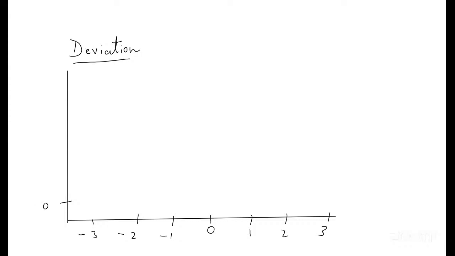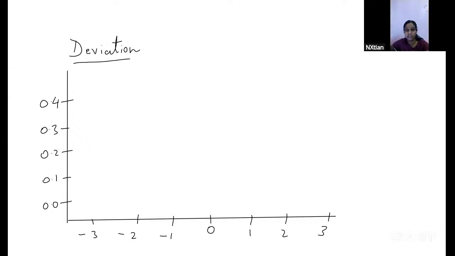Ma'am, I have a question. Yes. Shouldn't the straight line go from 0? Because it's normally plotted like that. Yes, Abraham, it's normally plotted like that. But in deviation, we use the number line format.